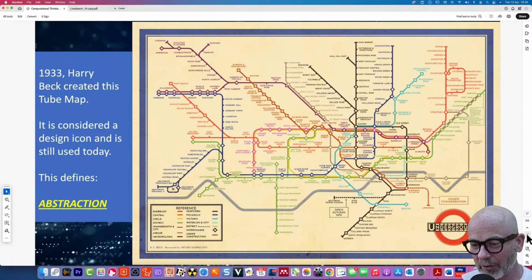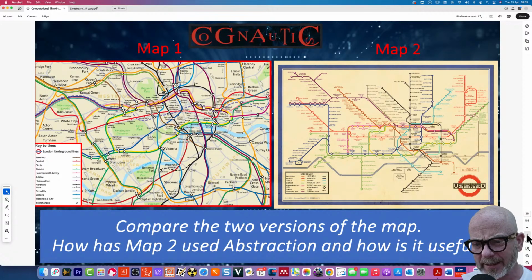But of course, the process that Harry Beck went through to produce this map is perhaps the single best example of abstraction in practice, because you can see that while a lot of the accuracy has been lost, it's not at the expense of it being an easy-to-use map. In fact, this map is far more simple to use because it simply has the information that you need and nothing else. Okay, these two maps side by side, one accurate, one inaccurate.